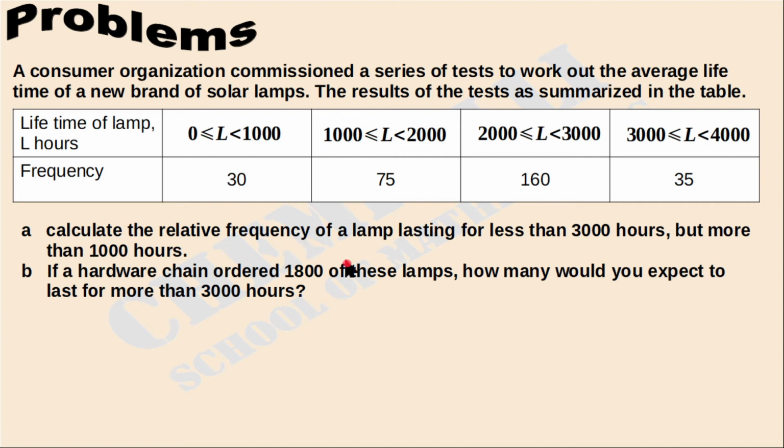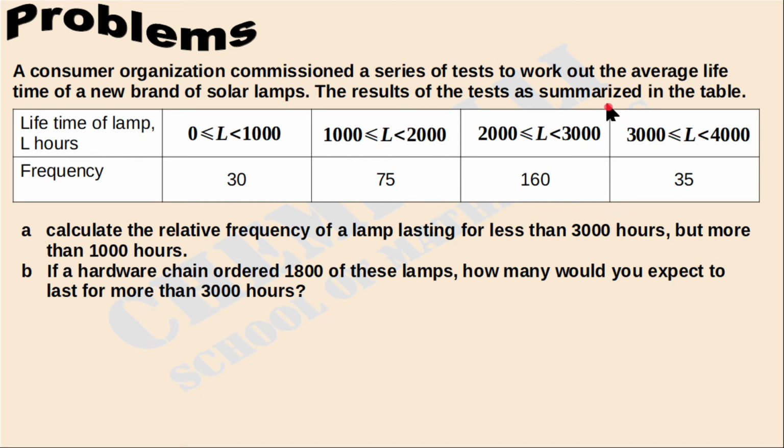Next we have to find the particular region that is given: the relative frequency of a lamp lasting for less than 3000 hours. This part is less than 3000, this is 3000, and this part is more than 3000. Less than 3000 and more than 1000 means this region. More than 1000 and less than 3000 will come in this region.